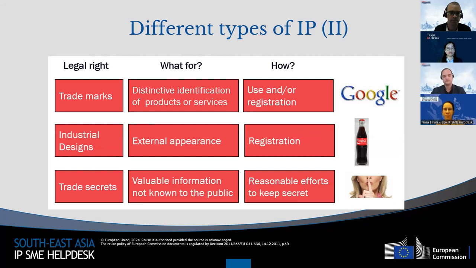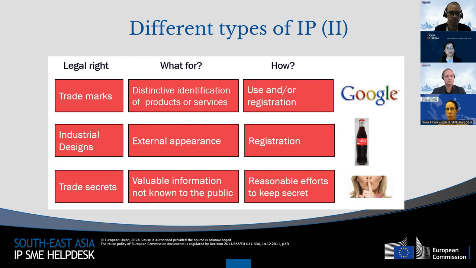Second one is design. Industrial design protects the external appearance of the product, and does not give any protection to technical aspects. The last one is trade secret. Trade secret covers information not known to the public. The possessor of the information has to protect it carefully to keep it confidential, and can sue anyone who steals it.